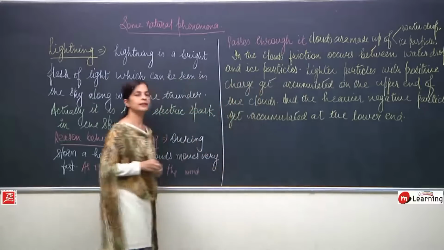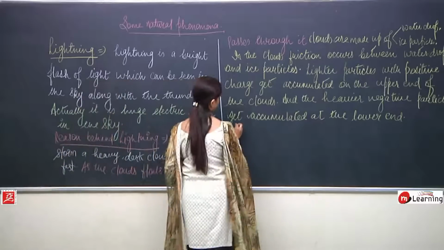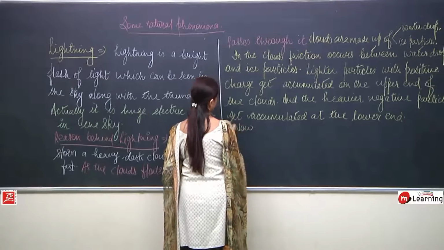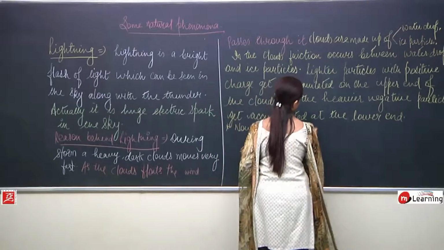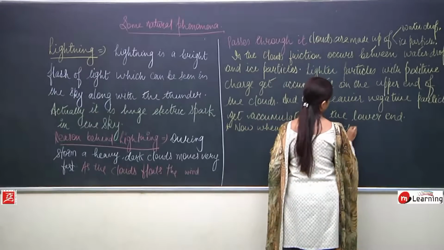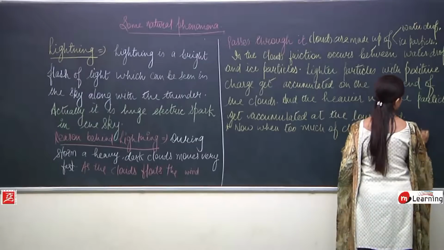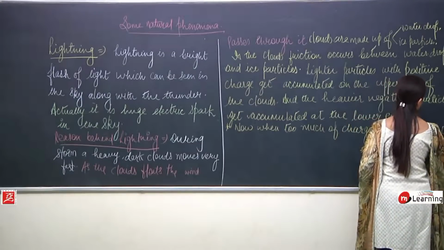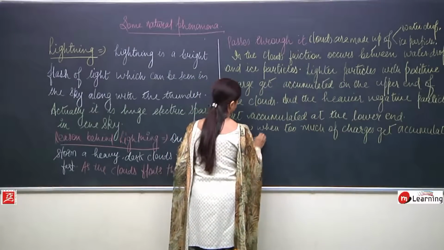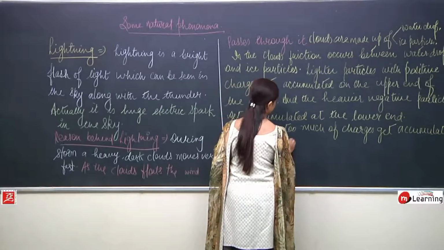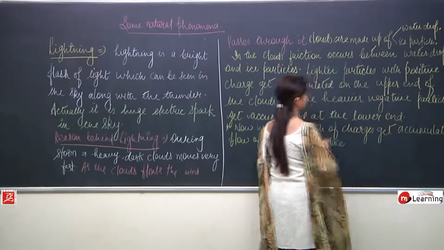Okay, so it gets accumulated at the lower ends. Now what will happen? When too much of charges get accumulated, so what happens, children? The flow of charges takes place. Okay, flow of charges takes place.